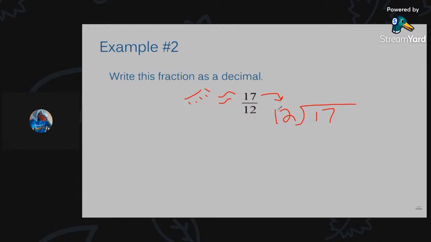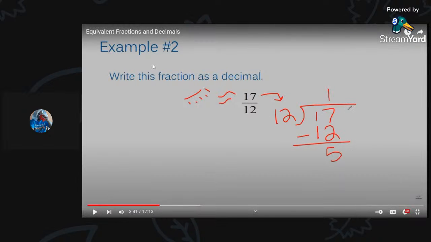So how many times does 12 go into 17? It goes in 1 time, and that's 12. So I'm going to subtract, and I get 5. Now I do need to add a decimal and a 0.